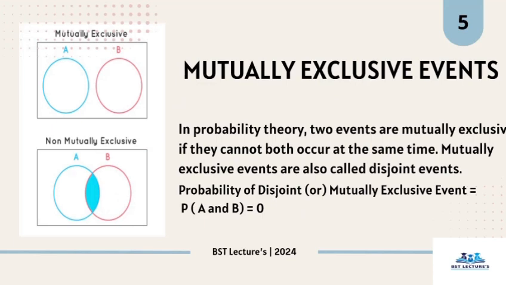Mutually exclusive events. These are events whose intersection is zero. That is, both the events do not occur at the same time. Here we can say the probability of disjoint or mutually exclusive events is zero.